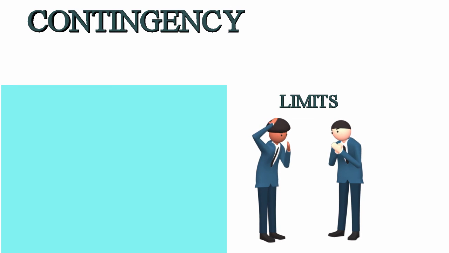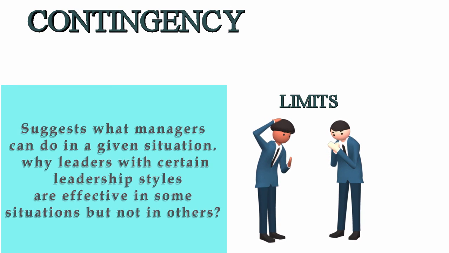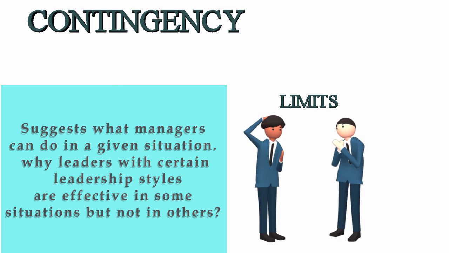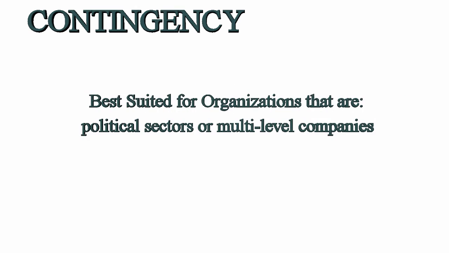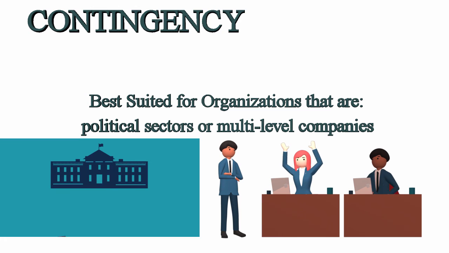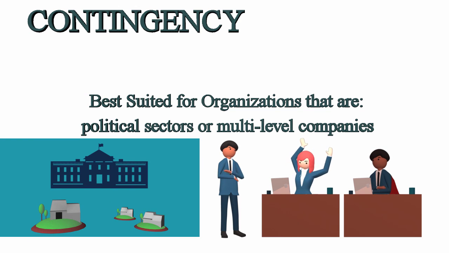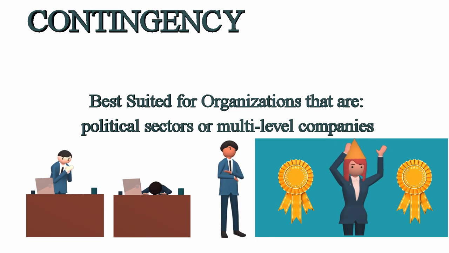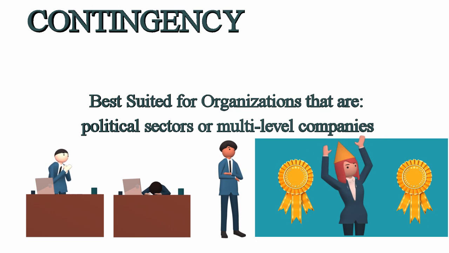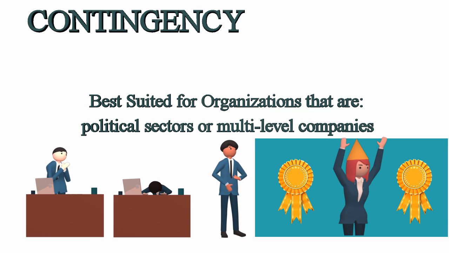Contingency theory, although having several strengths, generally falls short in trying to explain why leaders with certain leadership styles are effective in some situations, but not in others. This type of approach will be helpful towards organizations focusing on different divisions and branches, such as political sector or multi-level companies. In fact, contingency and situational approach to leadership theories suggest that there is no one best way of leading, and that a leadership style is effective in one situation, but may not be successful in others.